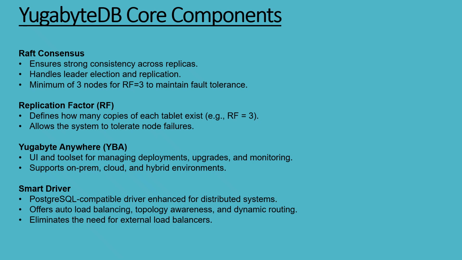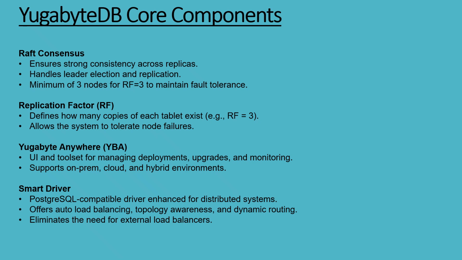in Yugabyte, defines how many copies of each tablet are stored across different nodes in the cluster. For example, if the replication factor is set to 3, it means that each tablet has 3 copies, one on each of the 3 different nodes. Out of these replicas, one acts as the leader, which handles all writes and coordinates replication. The other two are followers, which stay in sync with the leader and can take over if the leader fails. So this replication model ensures high availability and fault tolerance. Even if one node goes down, the system continues to function without data loss.